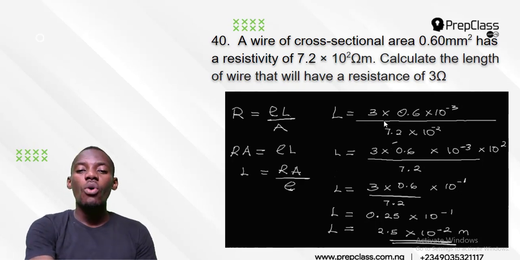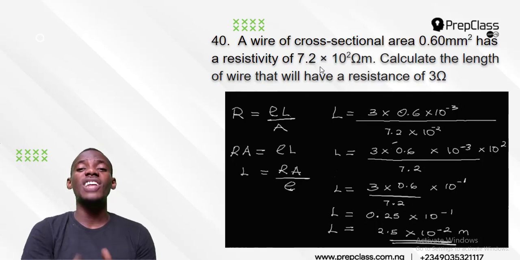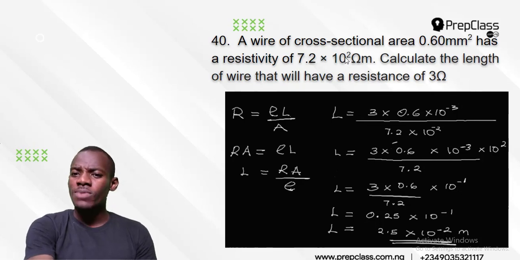Then over my ρ. What is my ρ? My ρ is my resistivity, which is 7.2 times 10 raised to the power 2 ohm meter. That's 7.2 times 10 raised to the power minus 2. Actually, there's a mistake in that question. When I checked it, it's meant to be minus 2 and not 2, because if you work with the 2, you won't arrive at any of the answers in the options. So it should have been minus 2. Please take note. Then we'll move on.